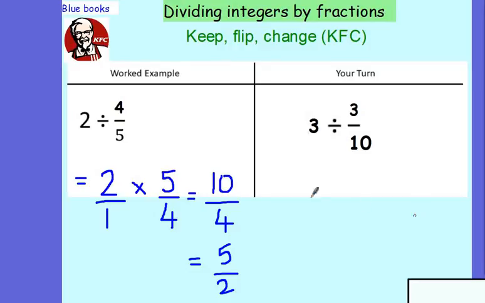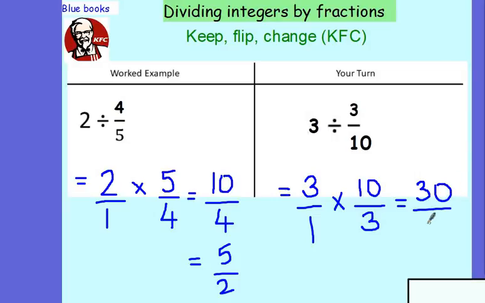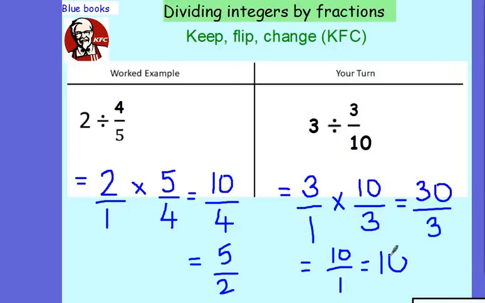Right, let's go through the answer. This time I keep my 3 the same. I flip my second fraction over, so that becomes 10 over 3. I change the sign to a multiply. I can write 3 as 3 over 1. I've now got 3 times 10 gives me 30, and 1 times 3 gives me 3. I can simplify that by dividing top and bottom by 3, which will give me 10 over 1, which is just 10. Please make sure you've got this example in your dark blue books for me.